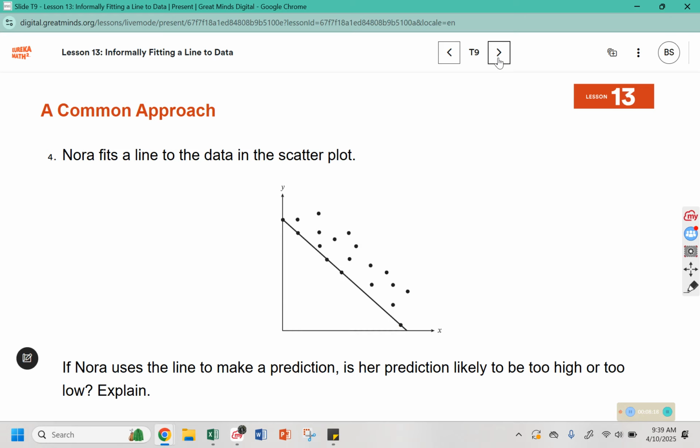Nora fits a line to the data in the scatter plot. If Nora uses the line to make a prediction, is her prediction likely to be too high or too low? Explain. Well, her prediction is likely to be too low because it's lower than most of the data points in the scatter plot.